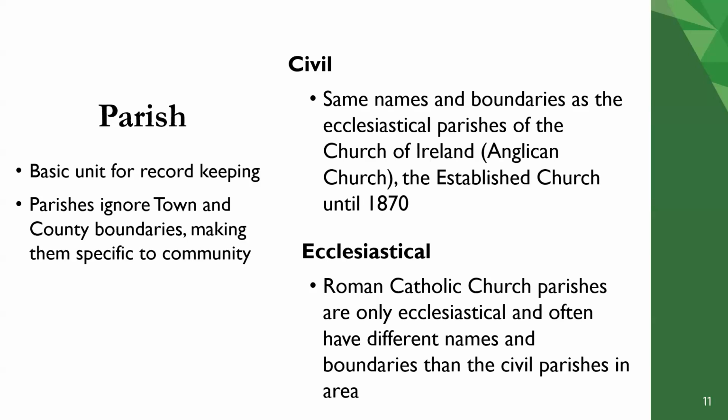The civil ones and the ecclesiastical ones for the Church of Ireland do have the same names. The Roman Catholic ones do not. They could have different names, they could have different boundaries, and through the centuries, some of them were expanded, some of them were removed, some of them changed. So just be aware that the boundaries for some of the Roman Catholic parishes may be different back when you're looking for records for your particular ancestor.